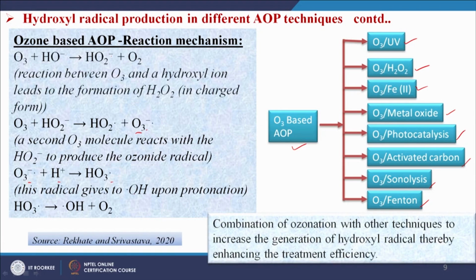This radical gives OH upon protonation. So, HO3 dot will give us OH dot plus O2. So, one oxygen is coming out and OH dot, the hydroxyl radical, we are getting. This is the mechanism through which OH dot is produced in presence of ozone, and we see here ozone in combination with other agents gives better performance. Combination of ozone with other techniques increases the generation of hydroxyl radical, thereby enhancing the treatment efficiency.